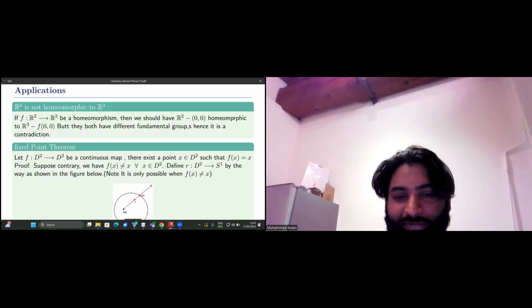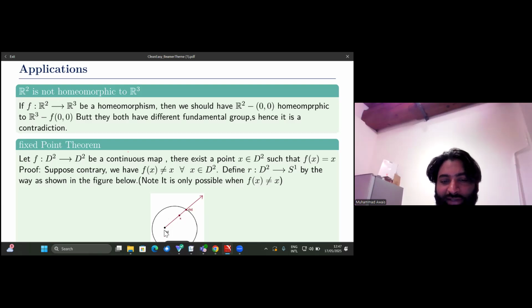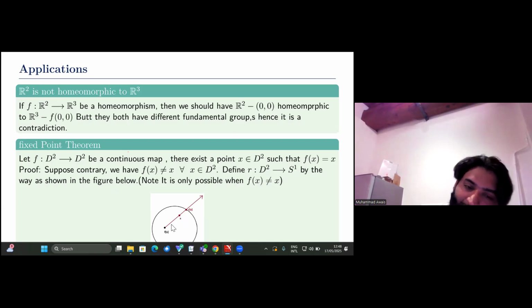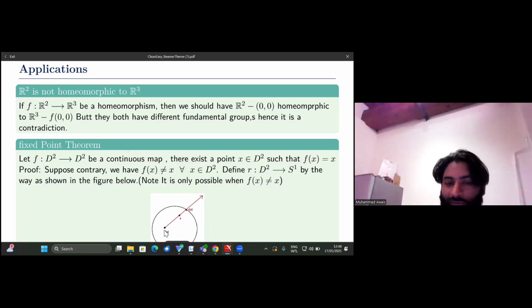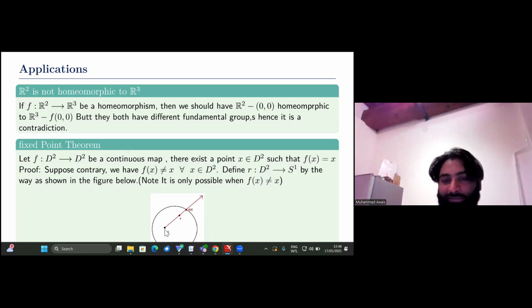Okay, so let's say this is your x and this is your f of x. And for all x it is different. Now define a map from D2 to S1 in the way shown in the figure below. How are we defining it? Choose a point, let's say this is your point, you choose an x. Then there is a corresponding f of x with respect to that point, and it's different by assumption.